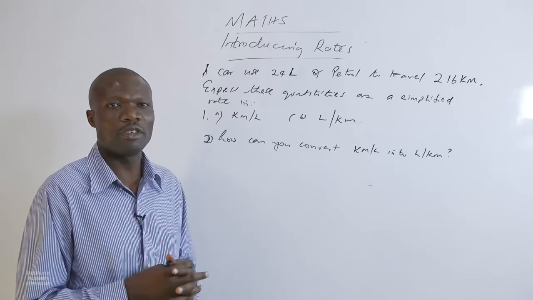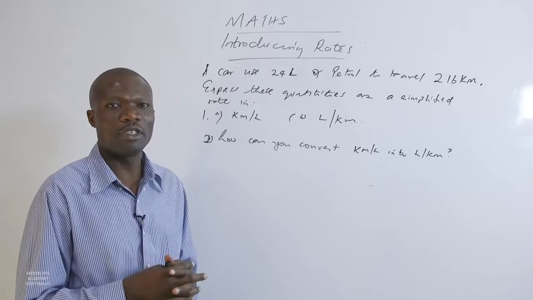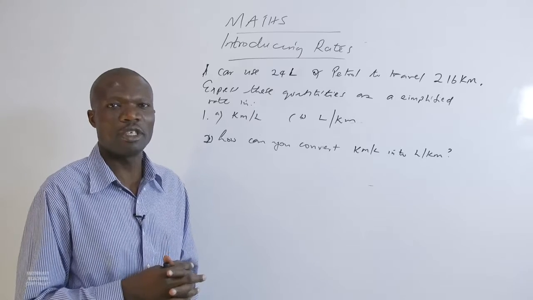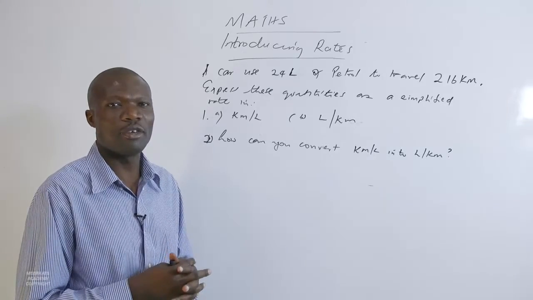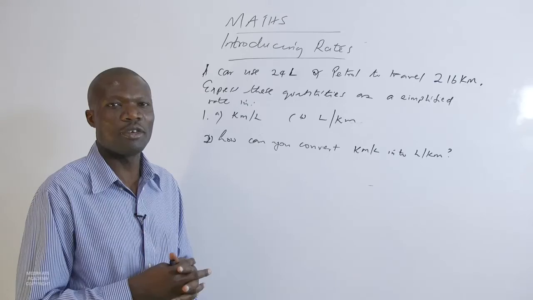How many liters are used? So we are talking about 24 liters in 216 kilometers. 24 liters for 216 kilometers. So we are interested per kilometer. Therefore, we divide the second quantity by 216. Same, we shall divide the first quantity by 216.